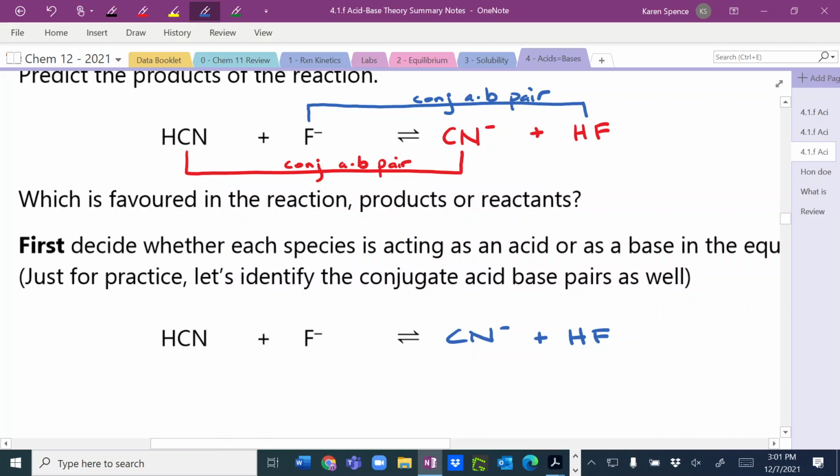So who are our two acids in this equilibrium? Who are the two acids? HCN and HF. Who are the two bases? F minus and CN minus.